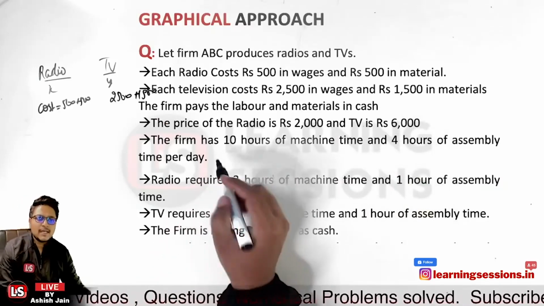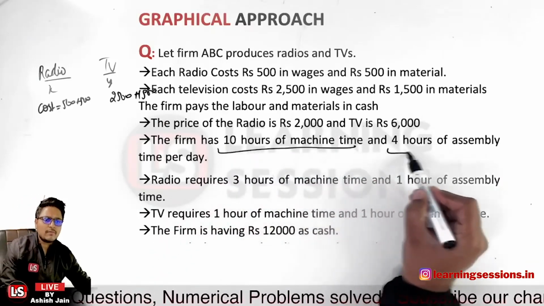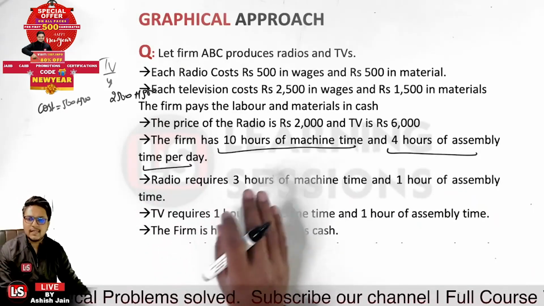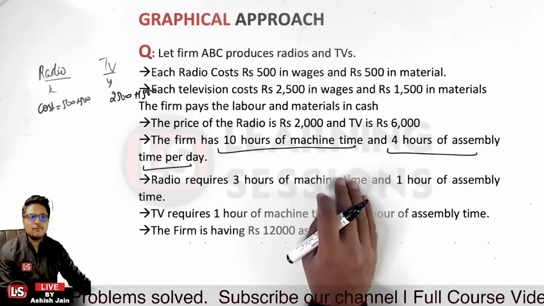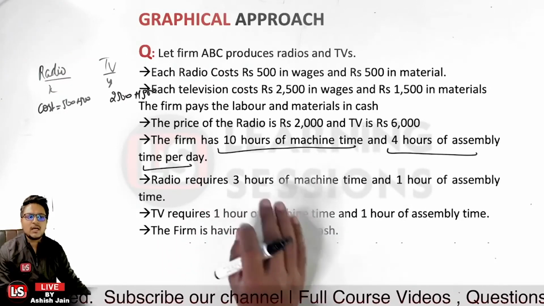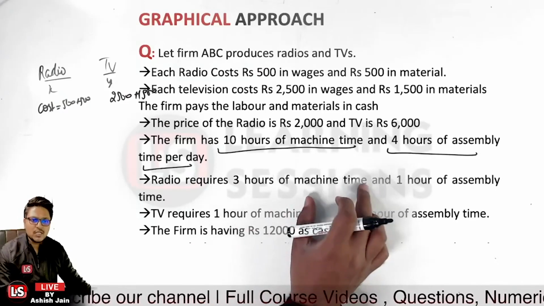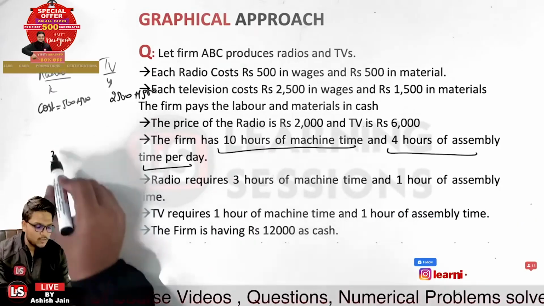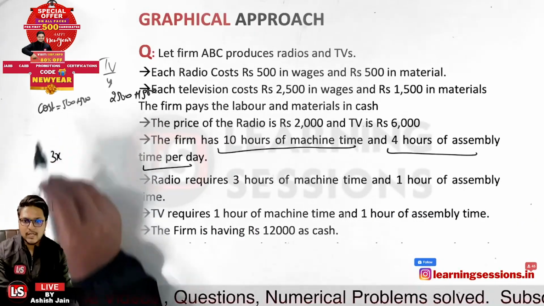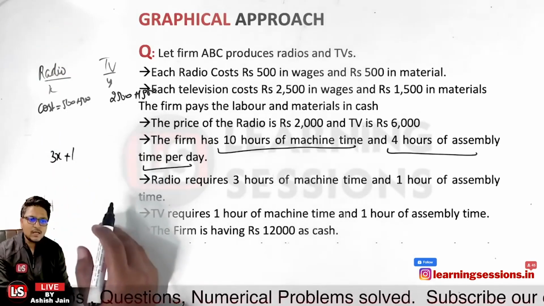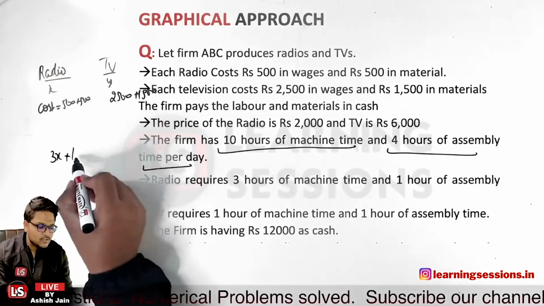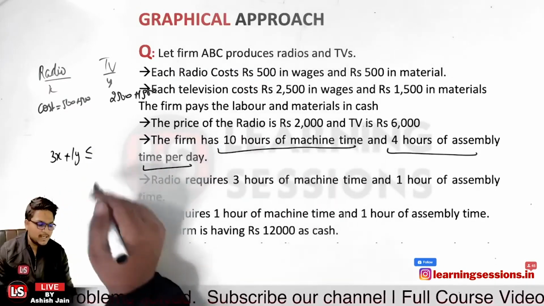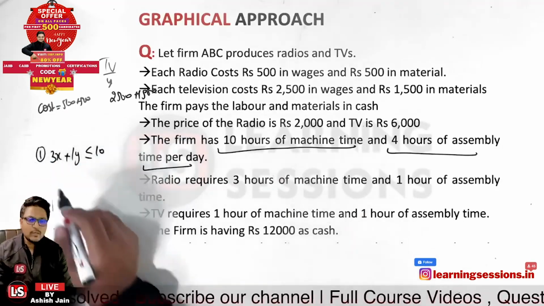The firm has 10 hours of machine time and 4 hours of assembly time per day. Radio requires 3 hours of machine time and TV requires 1 hour of machine time. So we can say 3x plus 1y will be lesser than or equal to the maximum machine time available, that is equal to 10. So that will be our first equation over here.